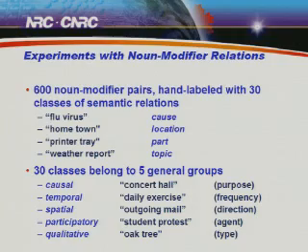There are some practical limitations to the algorithm. So the next batch of experiments are noun-modifier relations. I have 600 noun-modifier pairs that were manually labeled into 30 classes. And here's some examples. I won't show you all 30 classes, but flu virus, the relationship there is cause. The virus causes the flu. Hometown, the relationship is location. Printer tray, the tray is a part of the printer. Weather report, the topic of the report is the weather.